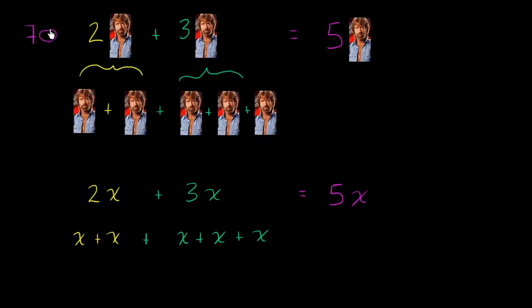So this is my drawing of a plum. So we have 7 plums plus 2 Chuck Norrises plus 3 Chuck Norrises. And let's say that I add another 2 plums here. So what would this whole thing be?